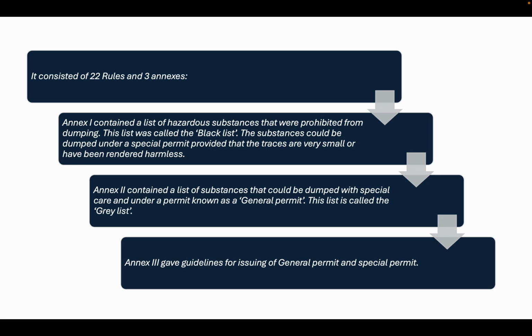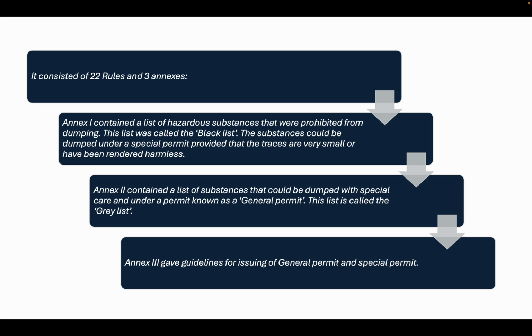But the substance could be dumped under a special permit, provided that the traces are very small or have been rendered harmless. The blacklist contains the hazardous substances which were prohibited to dump into the sea, but under a special permit you can dump them, provided that the traces are very small and the dumping is rendered harmless. It is not harmful to the environment or to human health. So two conditions have to be fulfilled: the traces have to be very small, and it should be rendered harmless to the environment and human health. The blacklist comes in Annex 1, which are strictly prohibited.